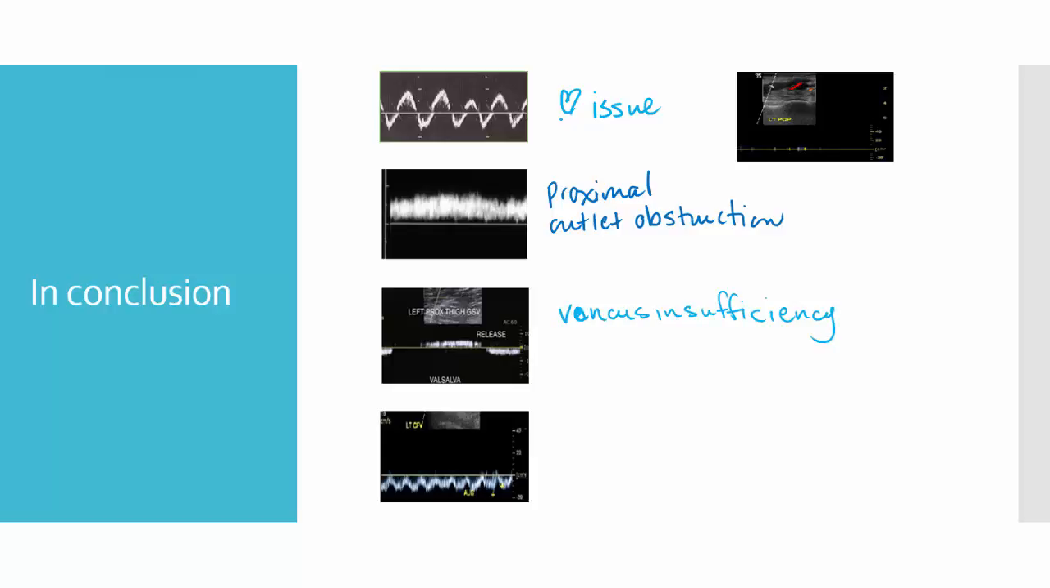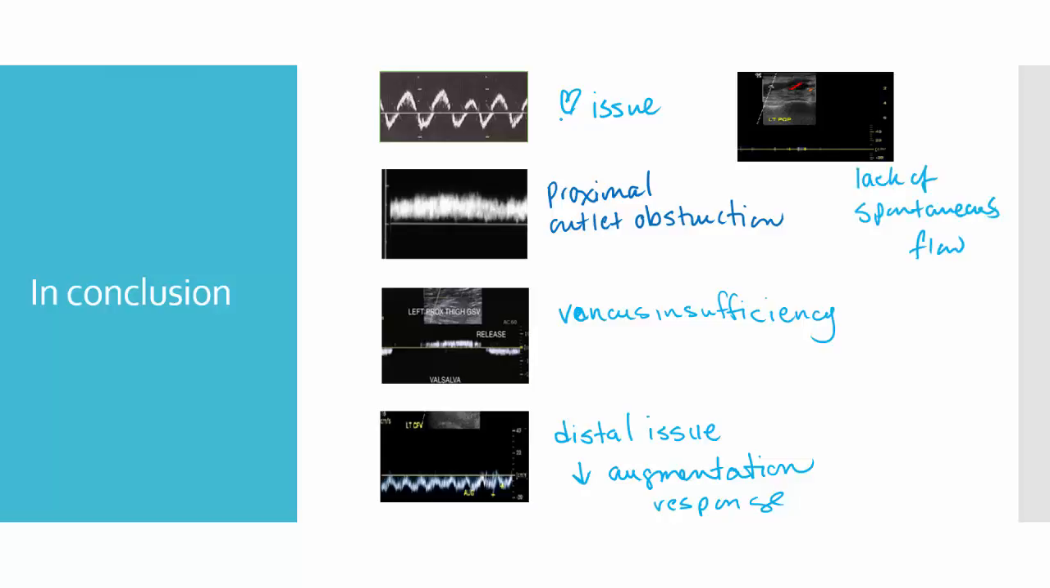We also have that venous insufficiency. If we get retrograde flow during Valsalva, then we know that we can report to a radiologist that the valves are incompetent. We have a lack of augmentation response, so that's going to be a distal issue. And then, of course, we have a lack of spontaneous flow and know that there is an occlusive thrombus happening.